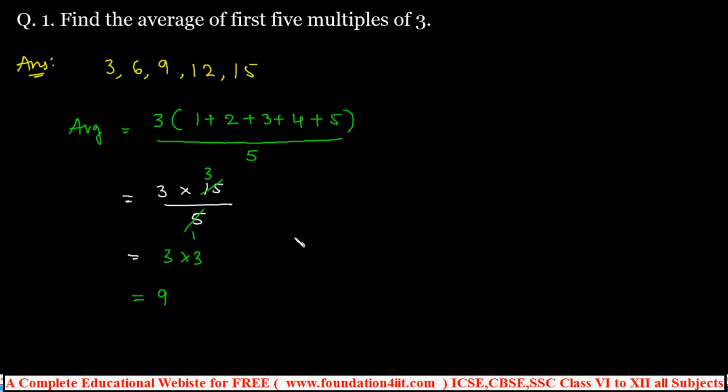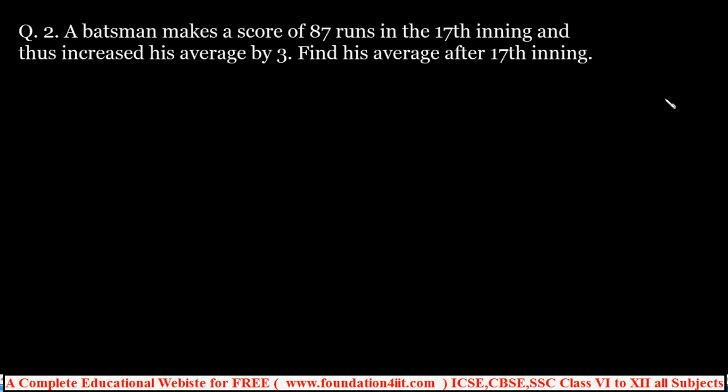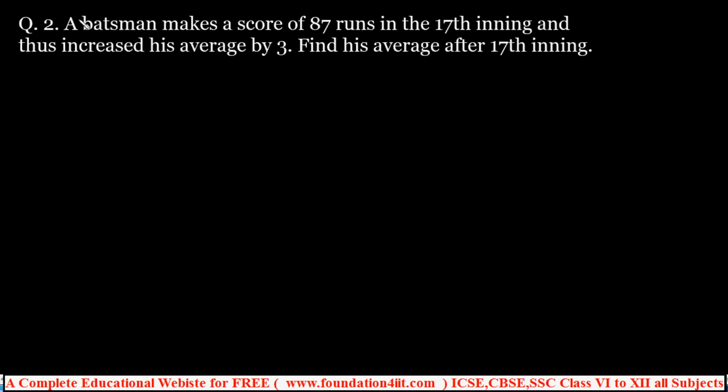Let us see one more now. So 9 is the average of the first 5 multiples of 3. Next question, observe. This is question 2. A batsman makes a score of 87 runs in the 17th inning and thus increases his average by 3. Find his average after the 17th inning.